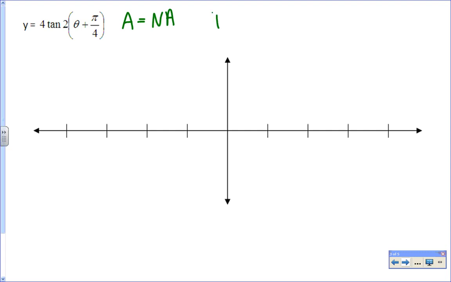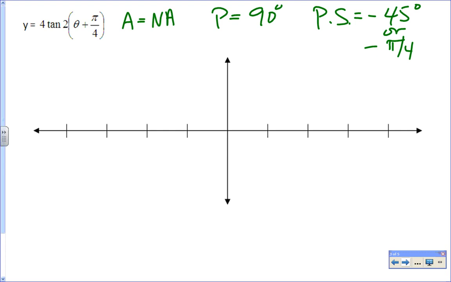All right, so how about the period? Very good. I wanted to see if somebody was going to say 180 on this one. But tangent's normally 180, correct? So divide it by 2, because I'm going to hear it twice, so it'll only be 90 degrees. And we do have a phase shift. Yeah, negative 45 degrees is how a lot of us like to think of it, or you could say negative pi over 4. It's the same thing.